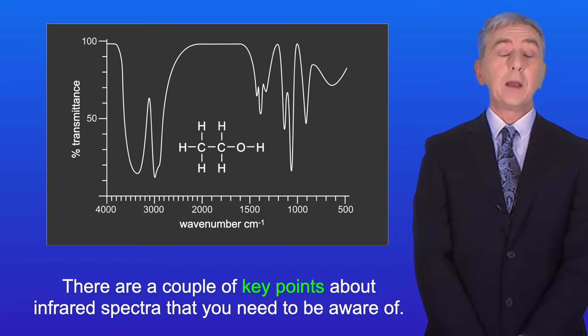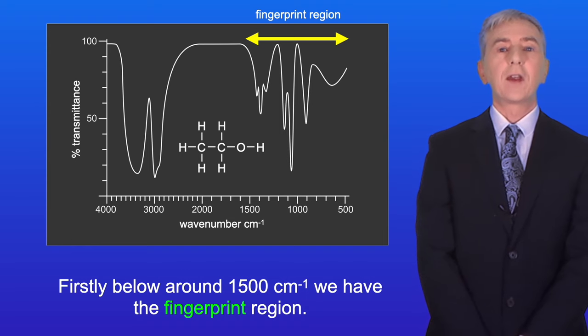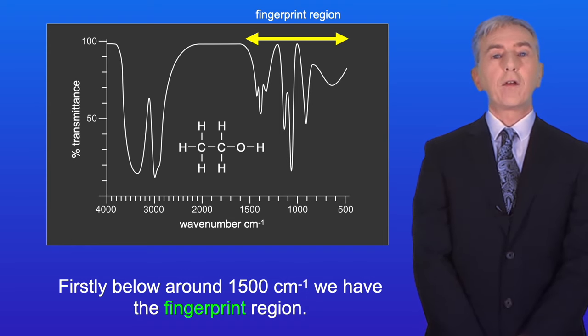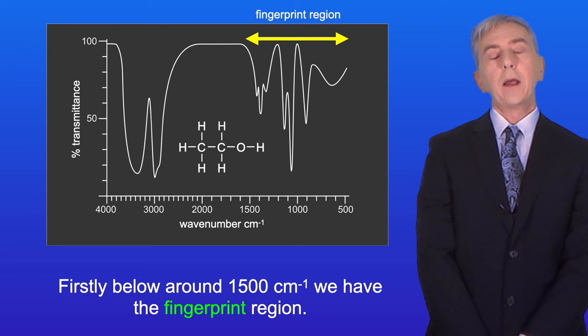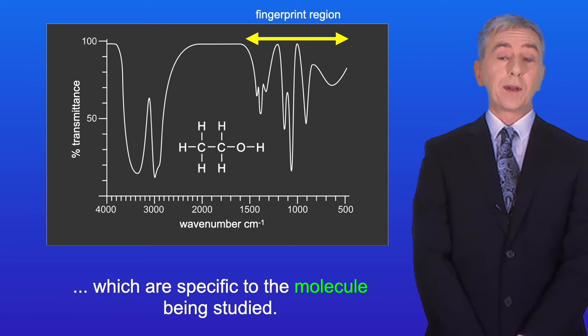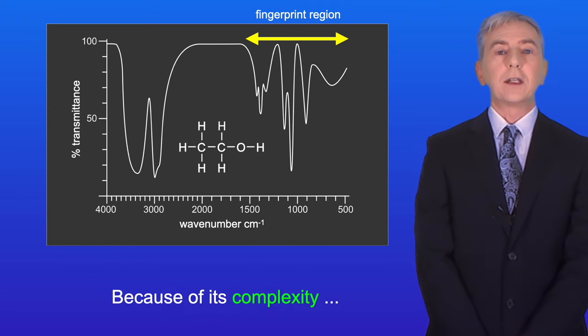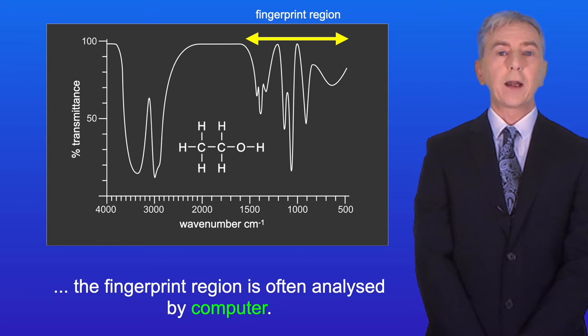Now, there are a couple of key points about infrared spectra that you need to be aware of. Firstly, below around 1,500 centimetres to the minus 1, we have the fingerprint region. The fingerprint region is a complex series of peaks, which are specific to the molecule being studied. Because of its complexity, the fingerprint region is often analysed by a computer.